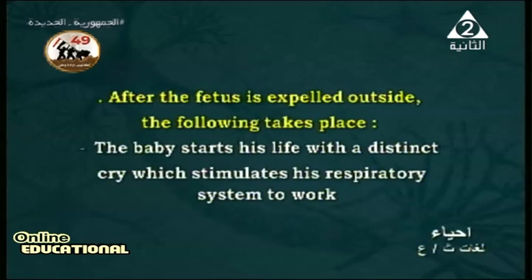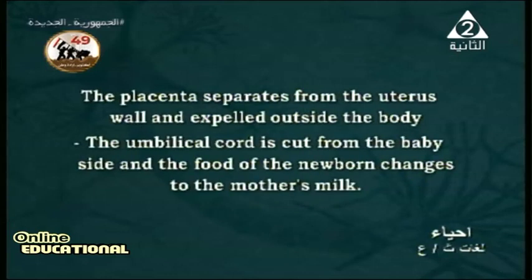After the fetus is expelled outside, what happens? The baby starts his life with a distinct cry. This distinct cry stimulates his respiratory system to work, to enable the two lungs to start working. The placenta separates from the uterus wall and is expelled outside the body.